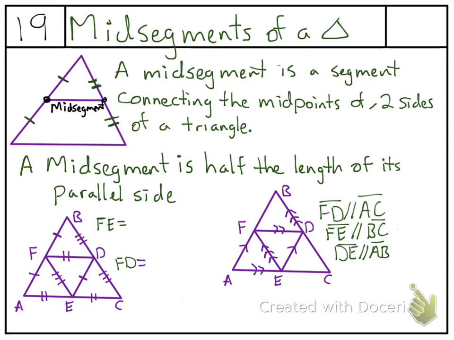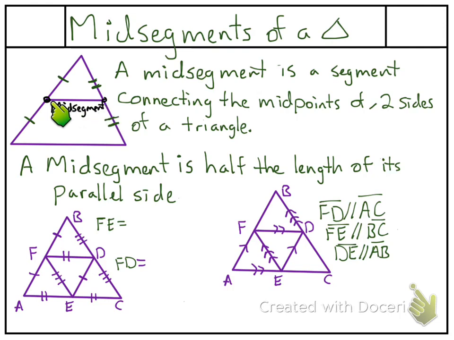So let's look at a midsegment of a triangle. Whenever we draw a midsegment, it's going to be a segment connecting the midpoints of two sides of the triangle. So on this side I have a midpoint on the left, midpoint on the right. We draw them, we get our midsegment.